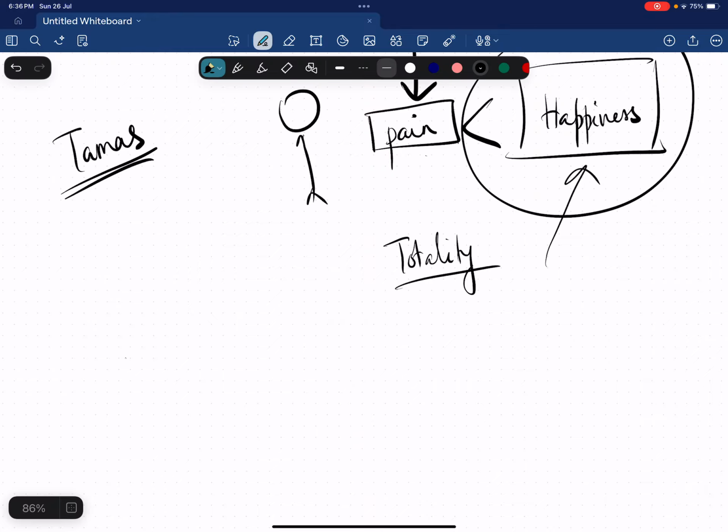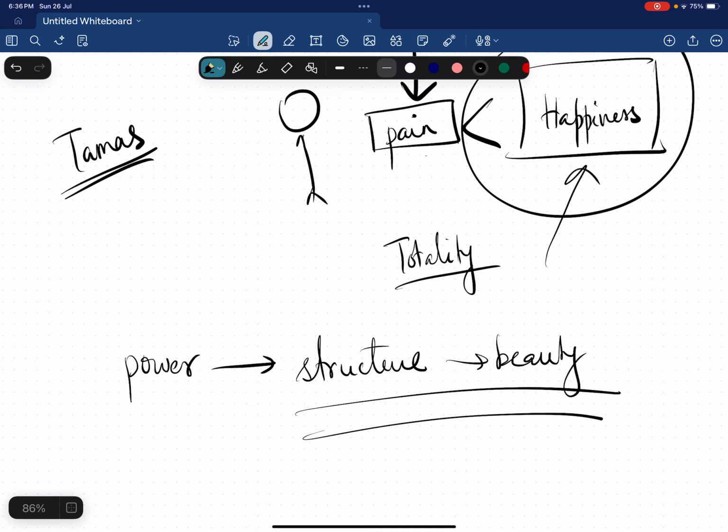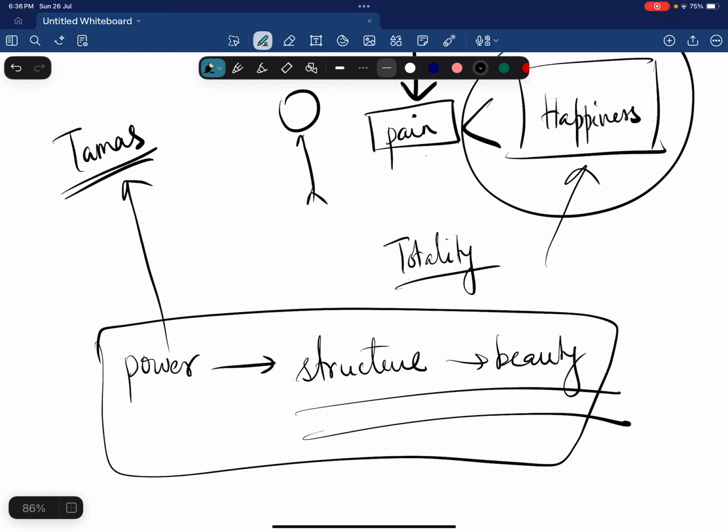In Hindu philosophy, again, I use structure, beauty. Power is beautiful. Everything that is arranged is powerful. You can't get energy from something that is not ordered and structured. And when something is so structured and ordered, it's beautiful. Power comes from nature. And nature is very ordered. Nature is very structured, very beautiful, by the way. So that is the definition of power taken by Tamas people.